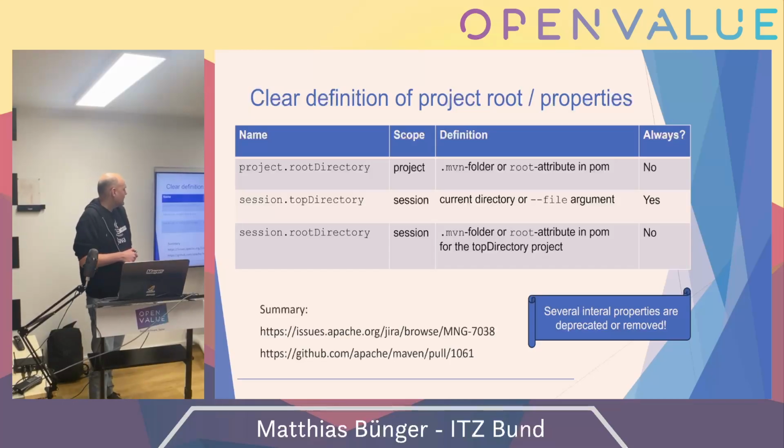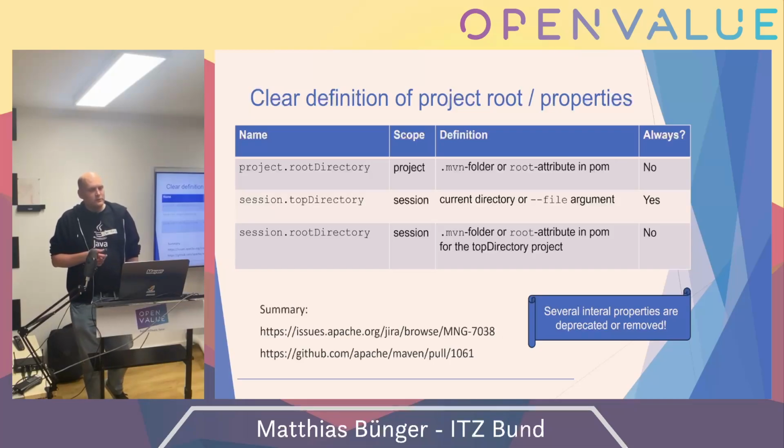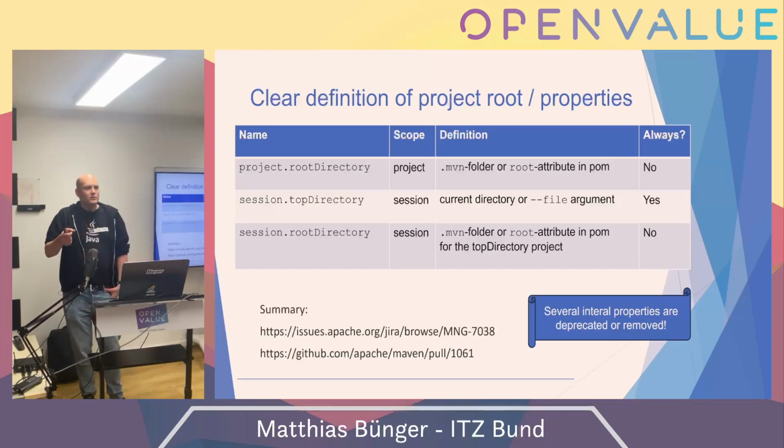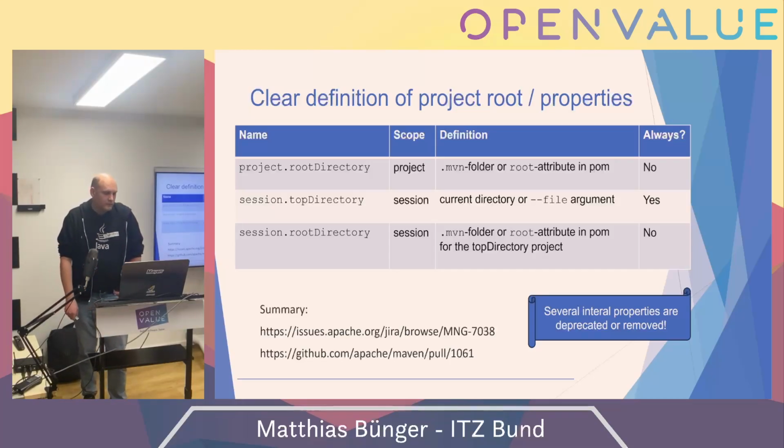Another thing I personally like, which is introduced in Maven 4, is that we have a clear definition now to define the project root folder of your project. There is no value or variable or property in Maven 3 for that. There are some internals that are misused for this. But if you want to point to, for example, a config file in your root directory, or starting from there, you now have these three properties in Maven 4.